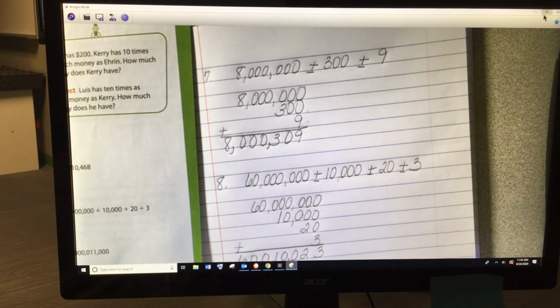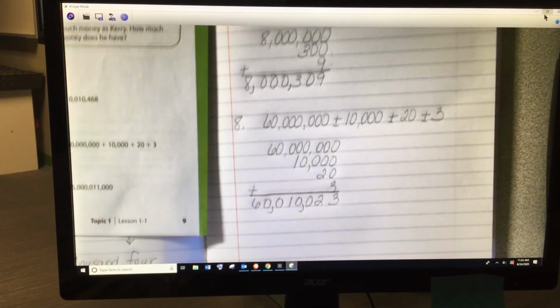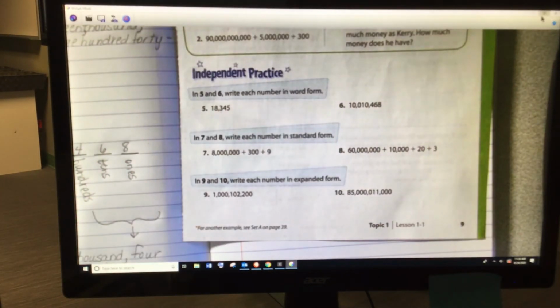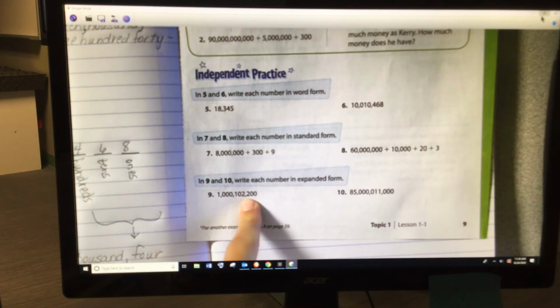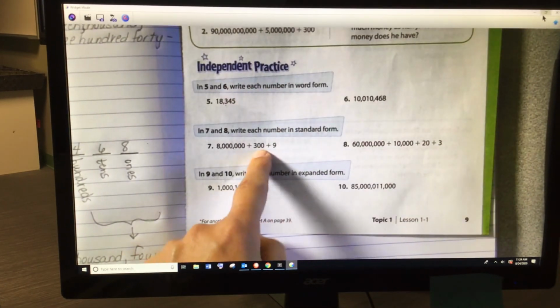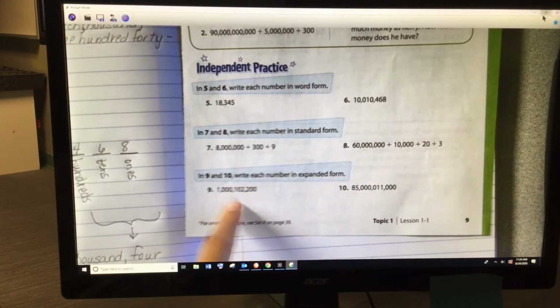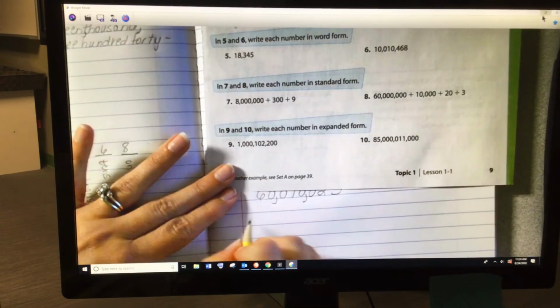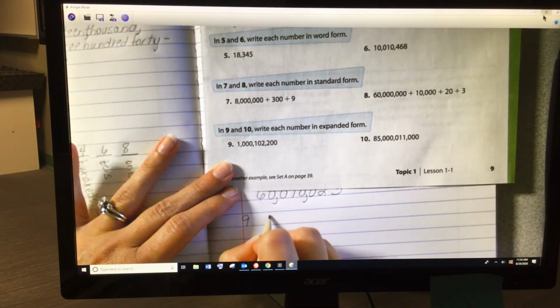All right, now let's look at problems 9 and 10. 9 says, write each number in expanded form. So we want to make these numbers look like these problems. So we need to take this and write it as an addition problem. Okay, here we go. Number 9, let's write our problem down.